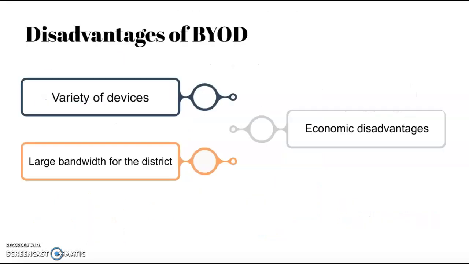So there are some disadvantages to BYOD. So the first one is the variety of devices. Being that students can bring their own device to school, there can be a variety of cell phones and things like that we may be implementing, and the application stores might be different. Another one is the large bandwidth that the district would need in order to have all of the devices connect and run smoothly. And last is the economic disadvantage for those students who might have an older cell phone or maybe not even have one at all.